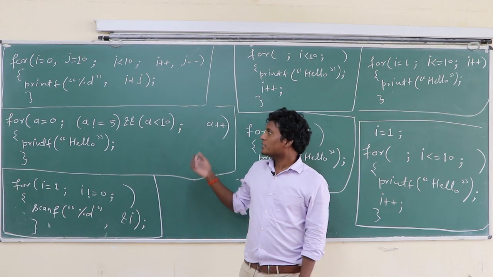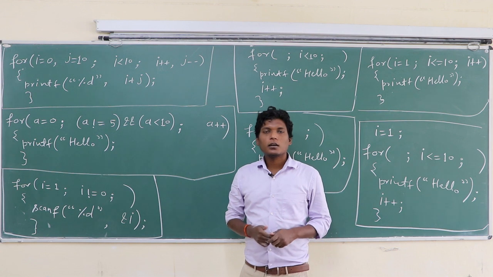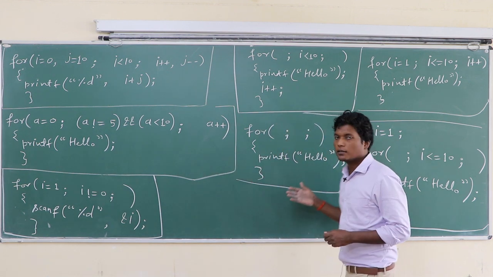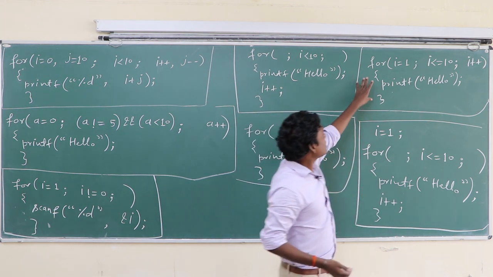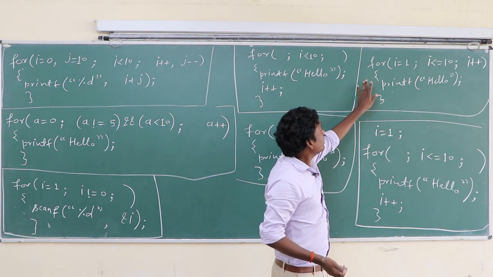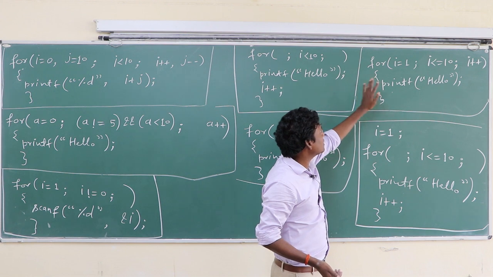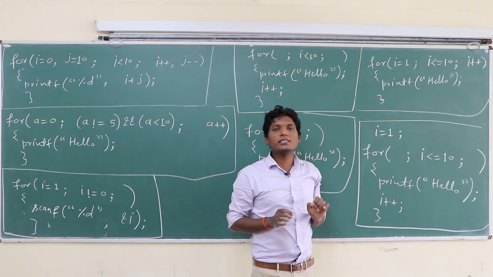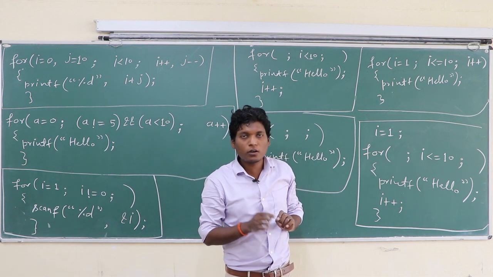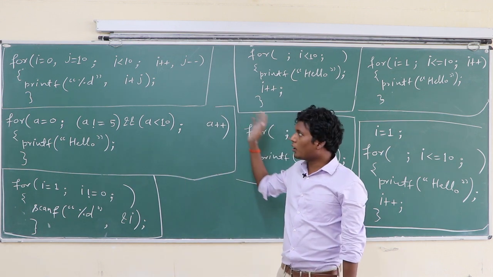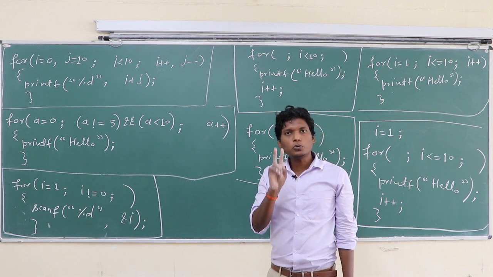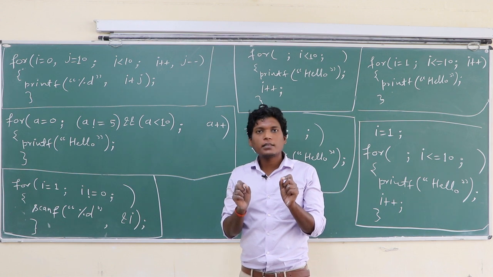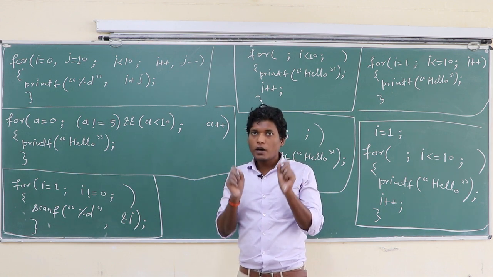Class, these are various versions of for loop. Here you can see, this is the simple for loop. In this for loop, there are three sections. Basically, a for loop has three sections. All three sections are separated by semicolons. So you can see in every for loop, there must be two semicolons. These two semicolons separate the three sections of the for loop.